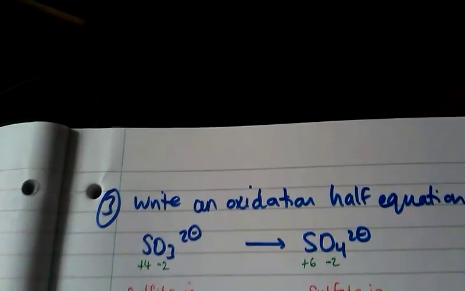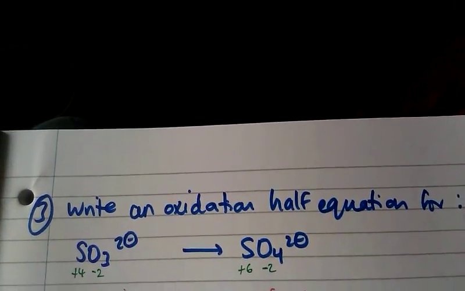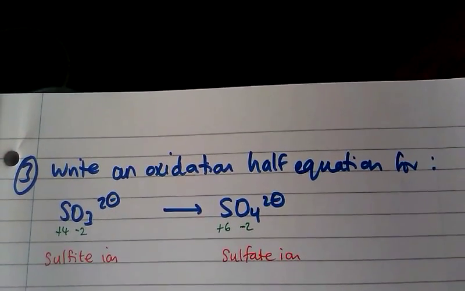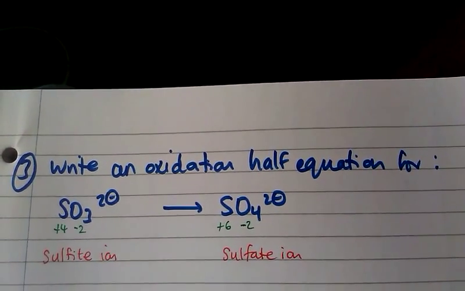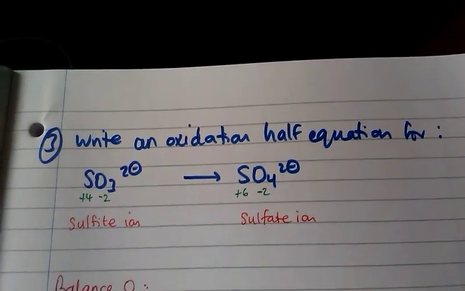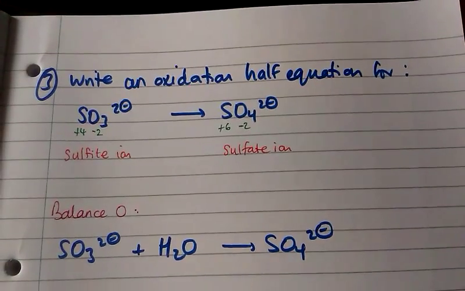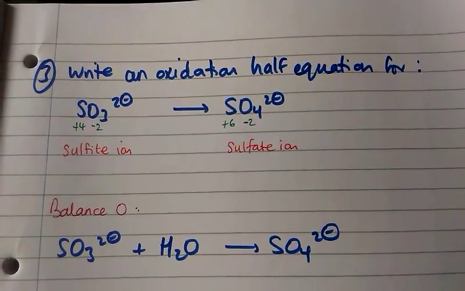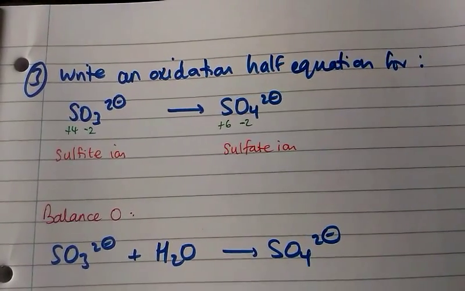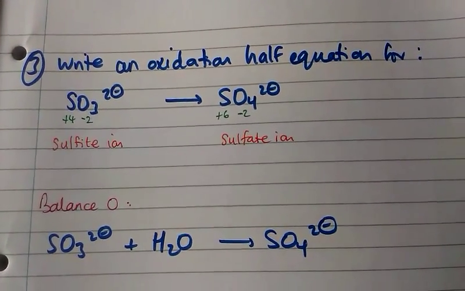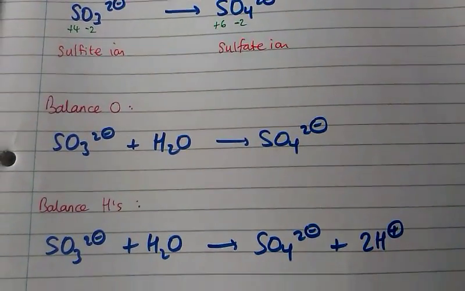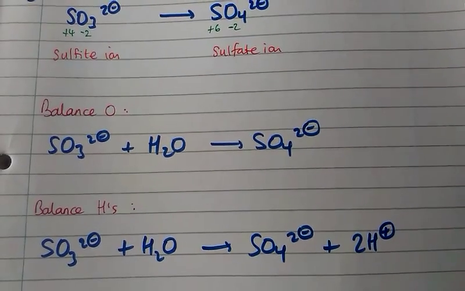Okay, an example of an oxidation half equation then. Say we wanted to write one for the sulfite ion getting oxidized to the sulfate ion. So it's the same as we've done before. Firstly we need to balance the oxygens with water. So we need 1 water molecule on the left hand side, and then we need to balance the hydrogens. So that water molecule has generated 2 H's, so we need 2H+ on the right hand side.